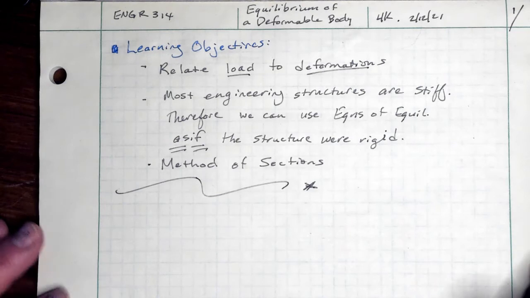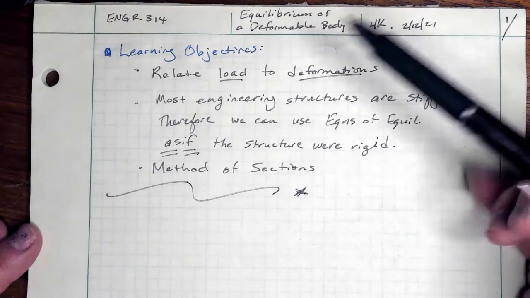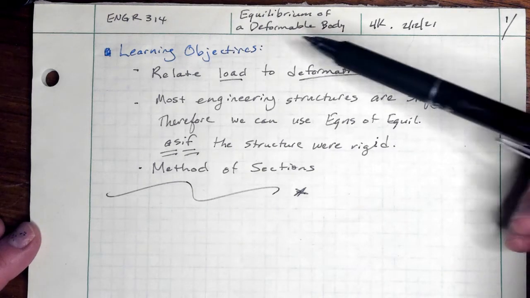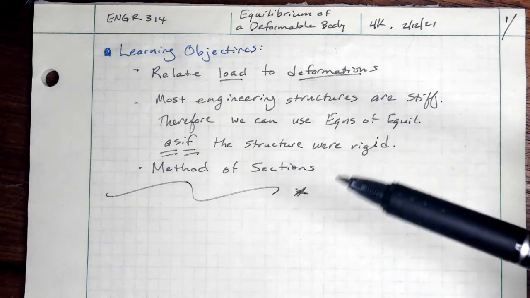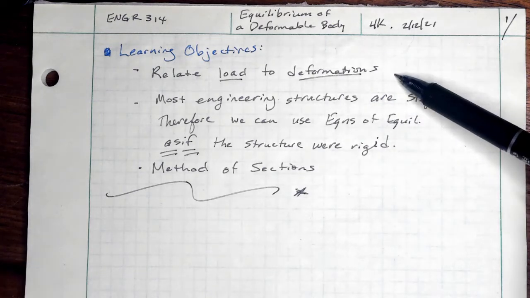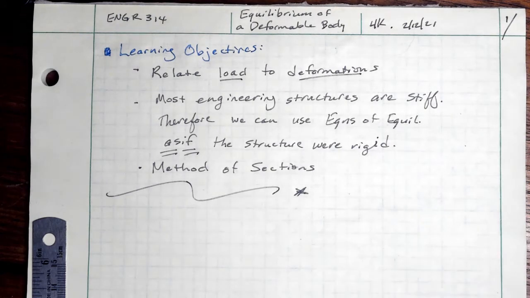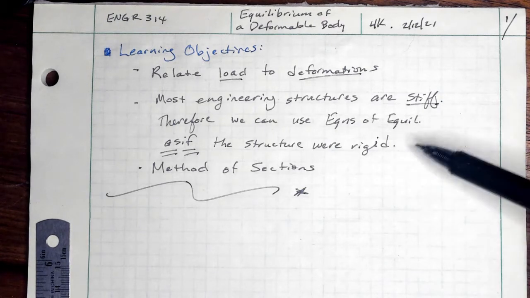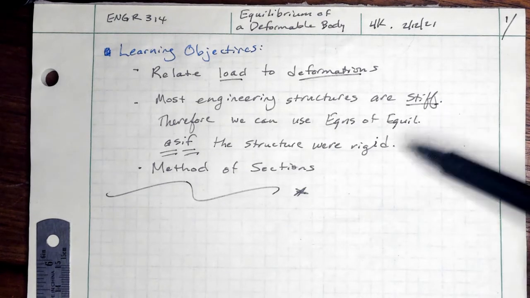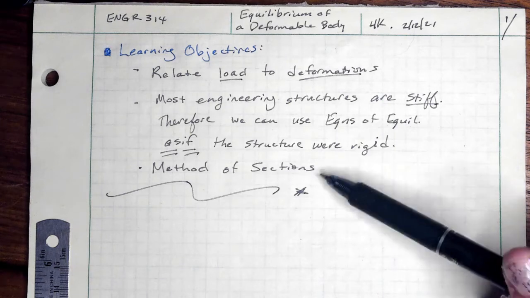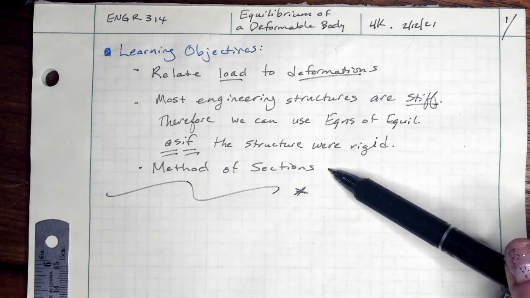Okay, so these are our learning objectives today as we study the equilibrium of a deformable body. First of all, we know that the ultimate goal is to relate load to deformations. And we also know that most engineering structures are stiff. They're not all squishy. And therefore, we can use the equations of equilibrium as if the structure were rigid. So we're making assumptions, but they are useful assumptions. As we start looking at this method, we call it the method of sections.